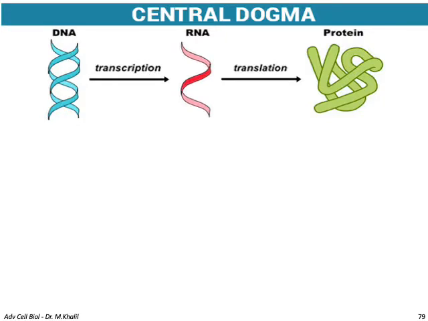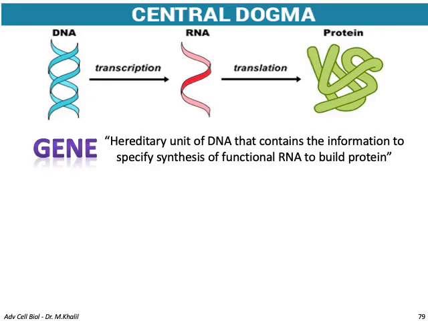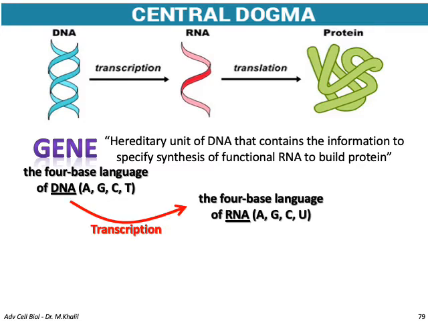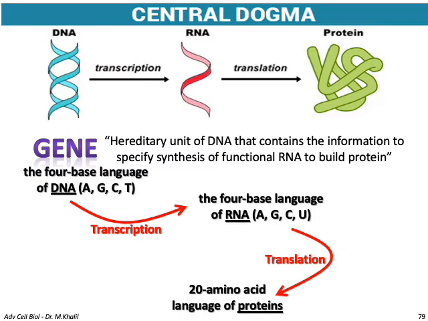So let's talk about the central dogma. In the central dogma, DNA is transcribed into RNA, and RNA is translated to produce a protein. The gene is a hereditary unit of DNA that contains all the information to specify synthesis of functional RNA to build the proteins. The gene is read in a 4-base language, A, G, C, T. Through transcription, the language is changed to another language of RNA, which is A, G, C, U, and upon translation, the language becomes the 20 amino acid language of protein, because proteins are generally made up of 20 amino acids.